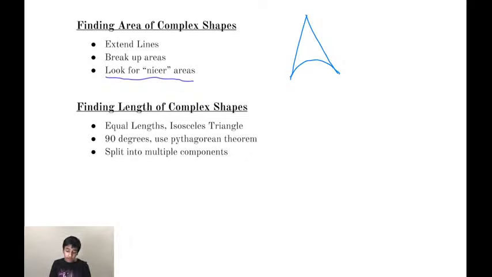And finding lengths of complex shapes, well, to do this, what we would do is we would say equal lengths, look for equal lengths, isosceles triangles. So if you have isosceles triangles, that probably means, oh, equal lengths, and then from there you can maybe use that to your advantage.